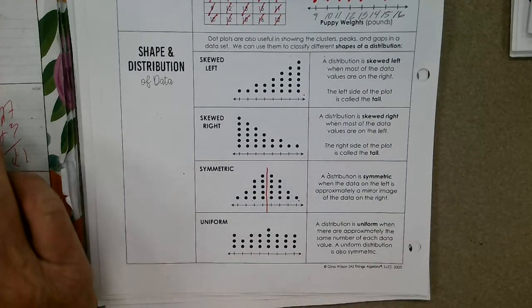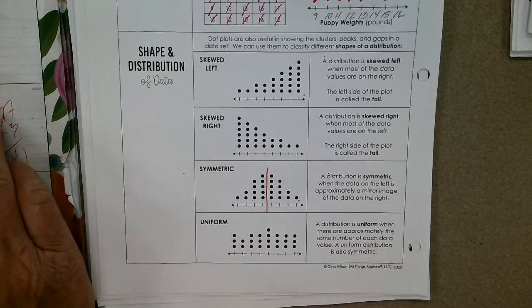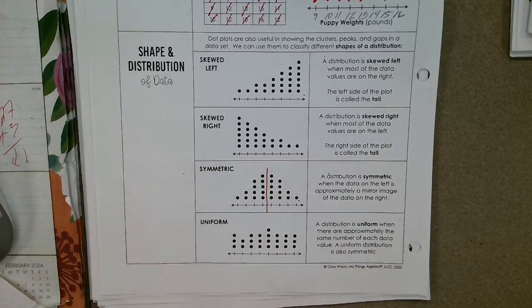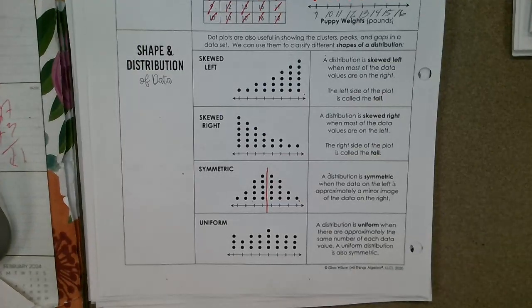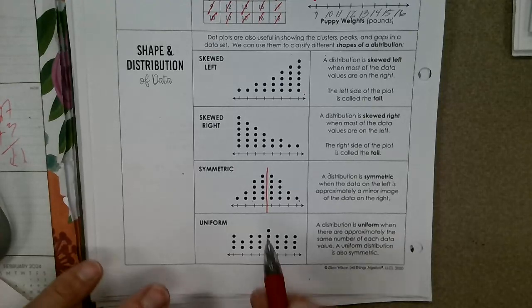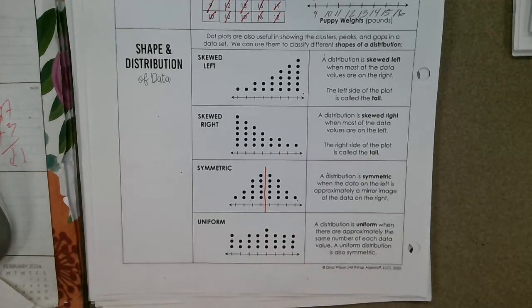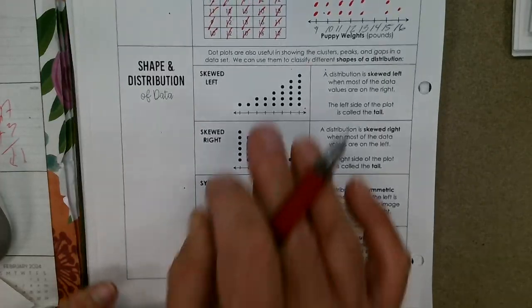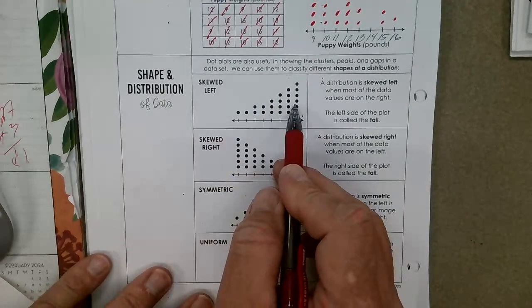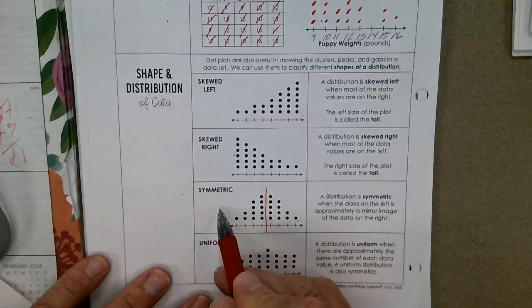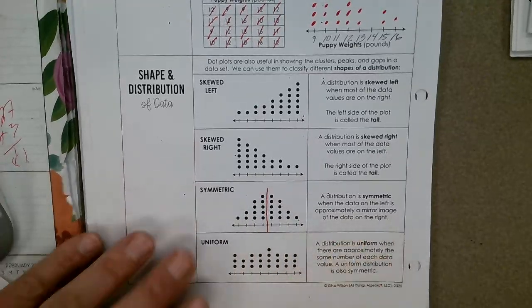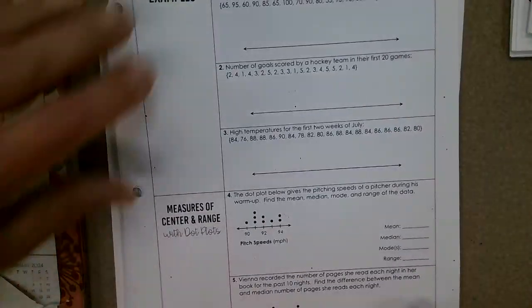Now, uniform data is when there are approximately the same number of each data value, a uniform distribution. We had one less here, one more there, but essentially they're all equal. So those are the 4 pieces: skewed left, skewed right, symmetrical, and uniform. Let's flip it over.